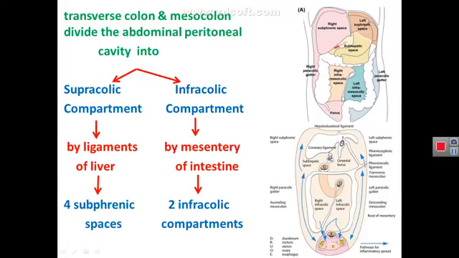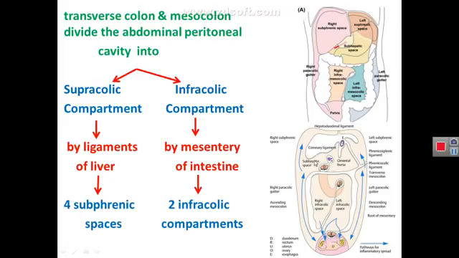compartment is divided by the peritoneal ligaments suspending the liver, which are the left triangular ligament, right triangular ligament, superior coronary and inferior coronary ligaments, and falciform ligament. These ligaments suspending the liver divide, for description, the supracolic compartment into spaces around the liver which are below the diaphragm, and thus they are called subphrenic spaces. They are anterior right and anterior left subphrenic spaces, and posterior right and posterior left subphrenic spaces.